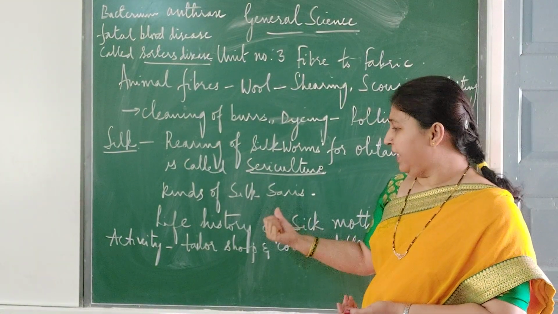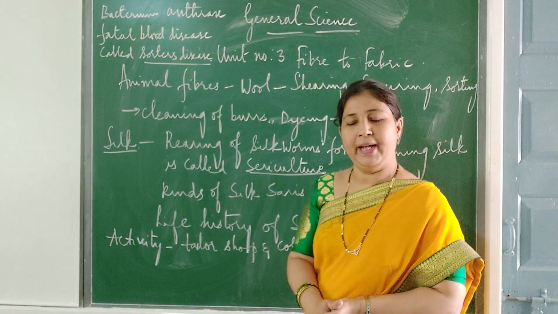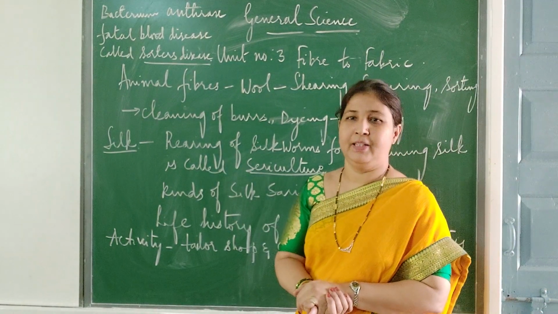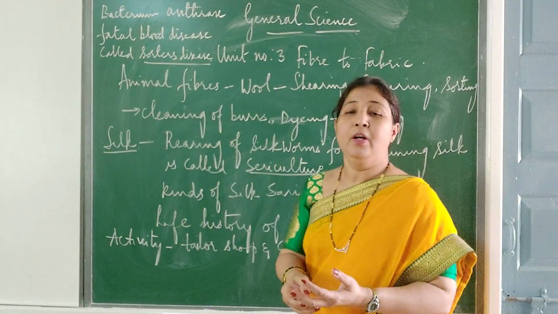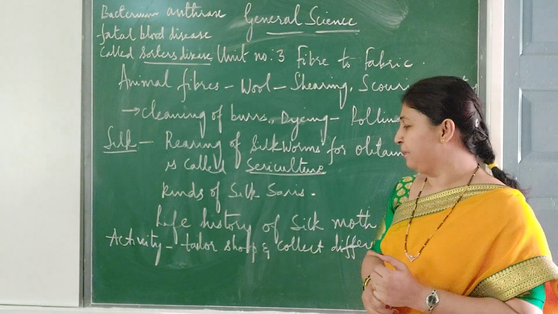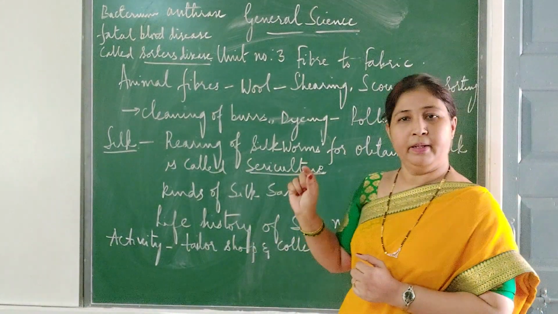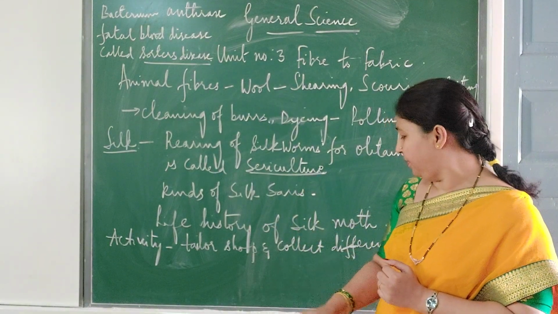After that, what you have to do is go to the tailor shop and collect all the pieces of cloth. You will get varieties of cloths. You will get cotton, woolen, silk, synthetic, all this. So that you can collect and stick that in your notebook. So that is the activity which has to be done.